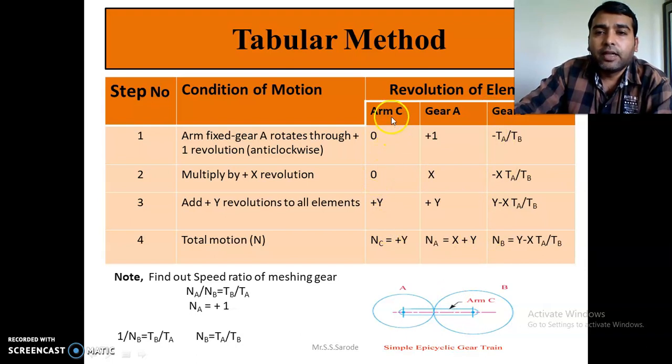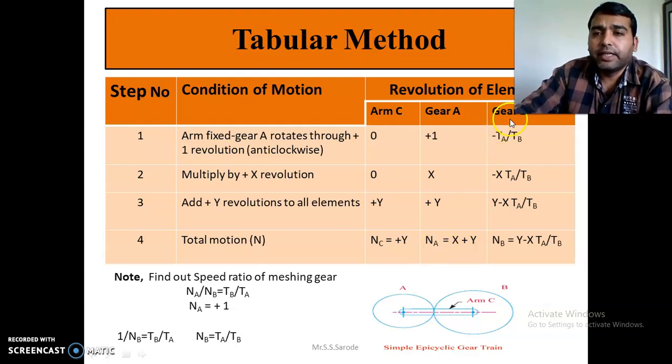So here arm C is fixed, that's why it is 0. Multiply by x, 0. Add y, that's why NC is equal to +y. Now gear A gives +1 revolution. The positive sign indicates anti-clockwise direction and the negative sign indicates clockwise movement of the gear. So gear A is +1 revolution, multiply by x gives x, add y gives x plus y. So the speed of gear A is equal to x plus y.